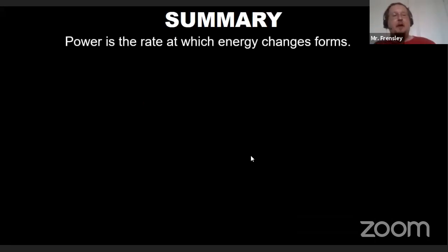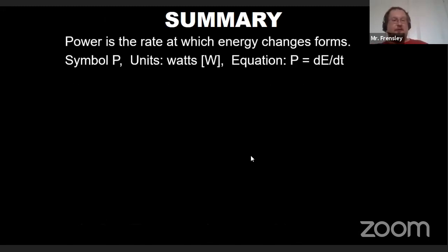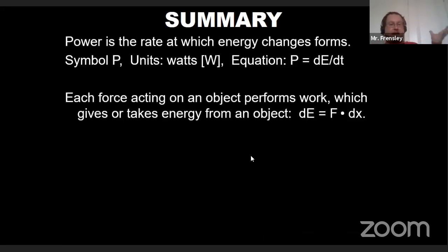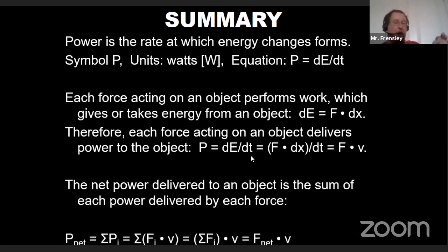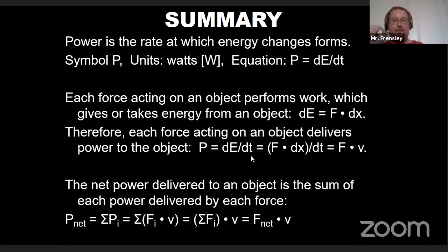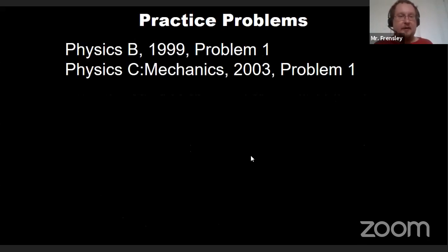Okay, brief summary. Power is the rate at which energy changes forms. The symbol is P, in units of watts. P equals dE/dt. Each individual force does work, so each individual force delivers power. That force dot product the velocity of the object is the power delivered by that force. The net power is the net force vector dot product the velocity, right? All good. That's all you really needed to know.